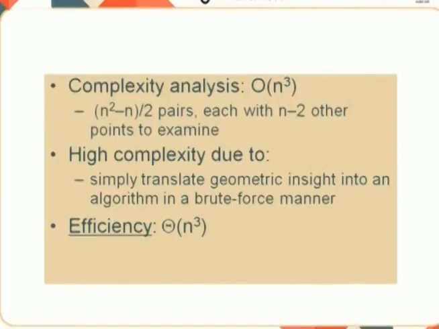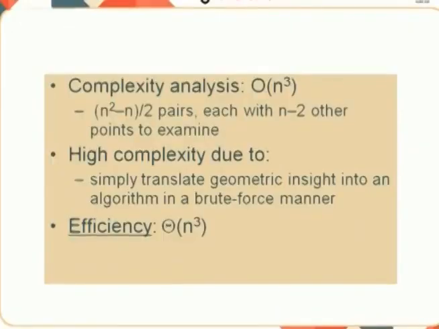Again, as I said earlier, brute force does not lead to an efficient algorithm. Therefore, this too is not a very efficient algorithm. Later on we are going to discuss various other techniques for constructing the convex hull in a much faster manner.